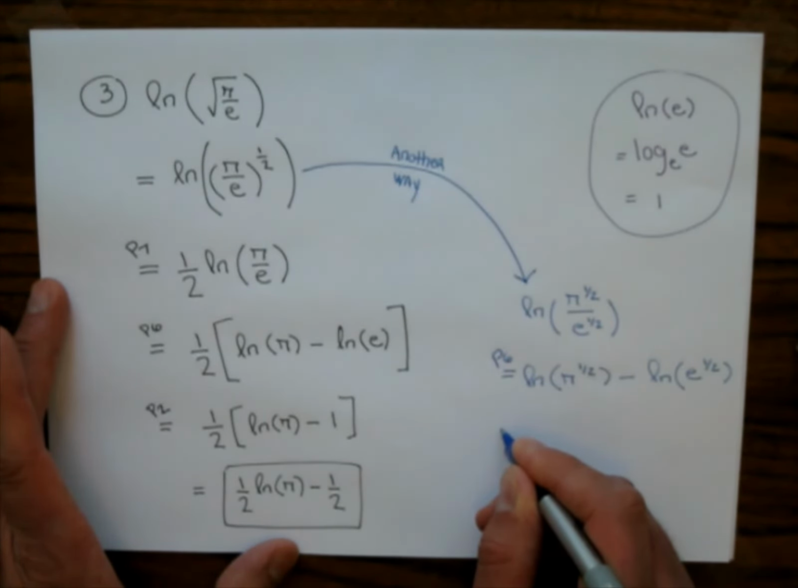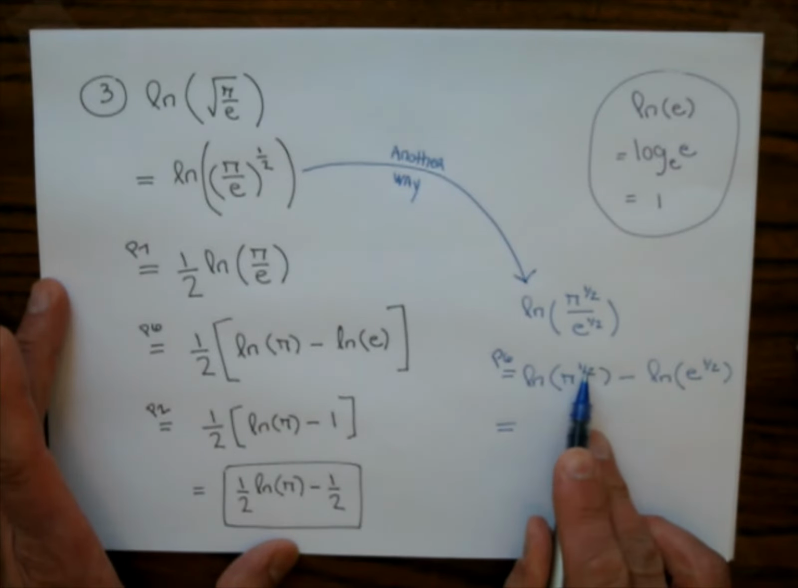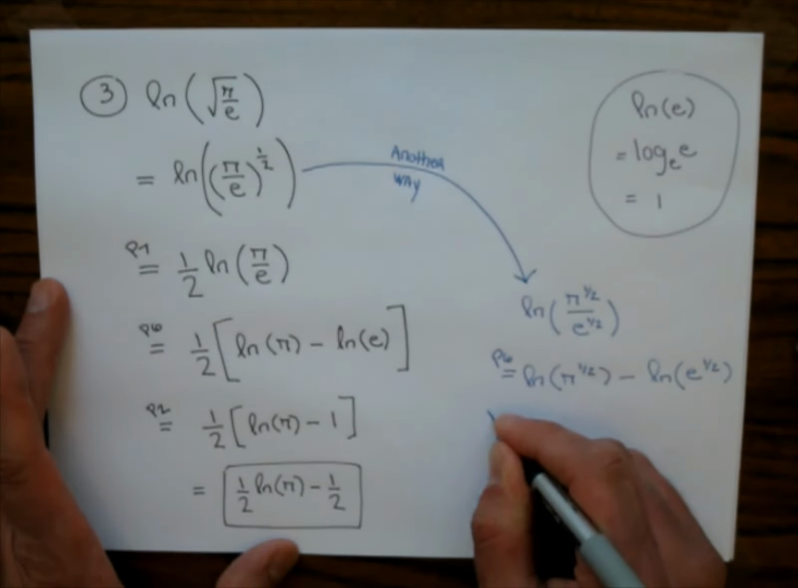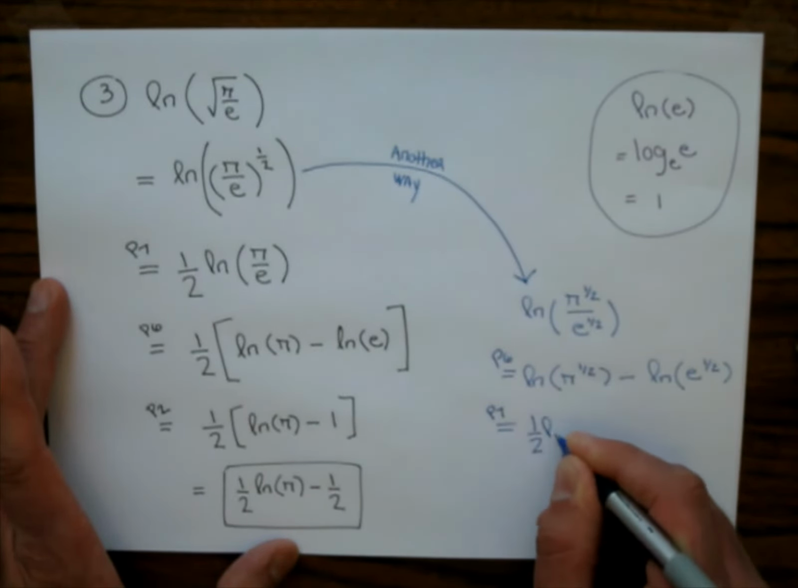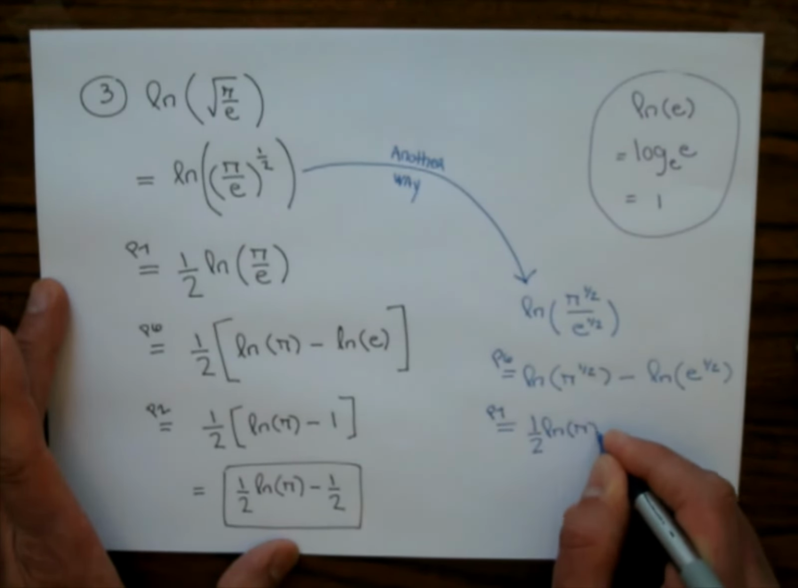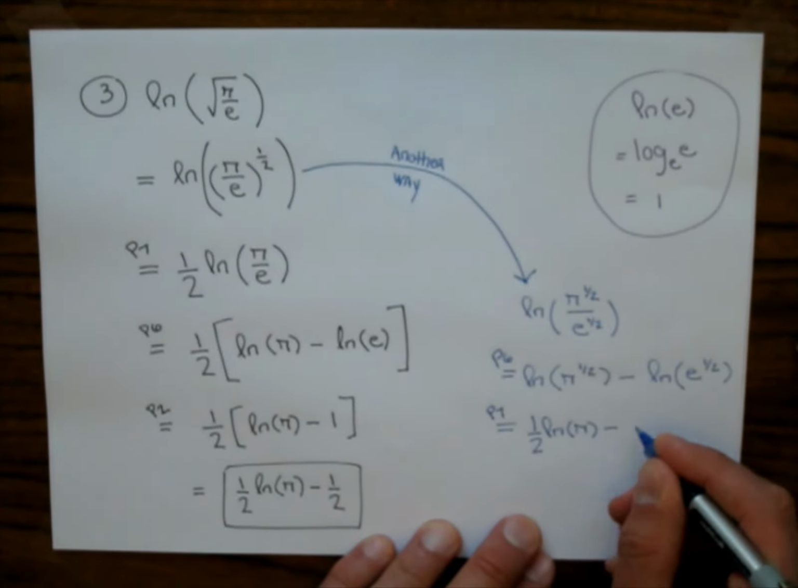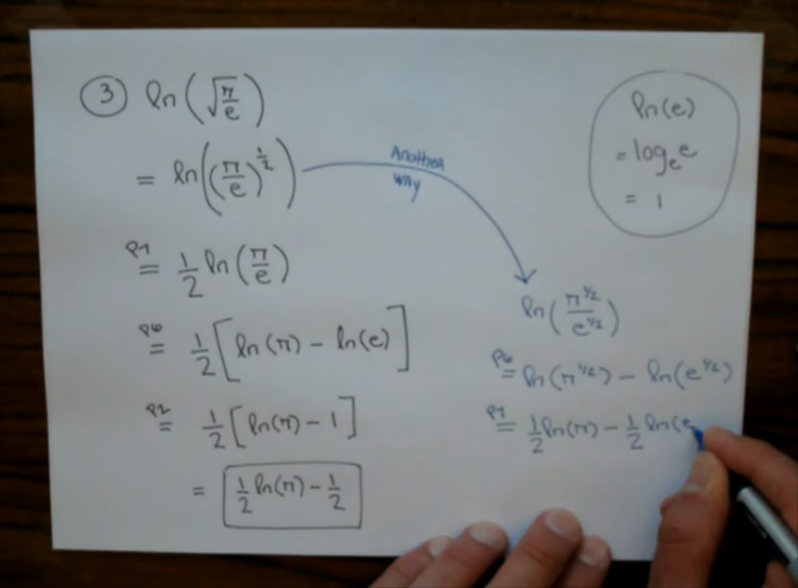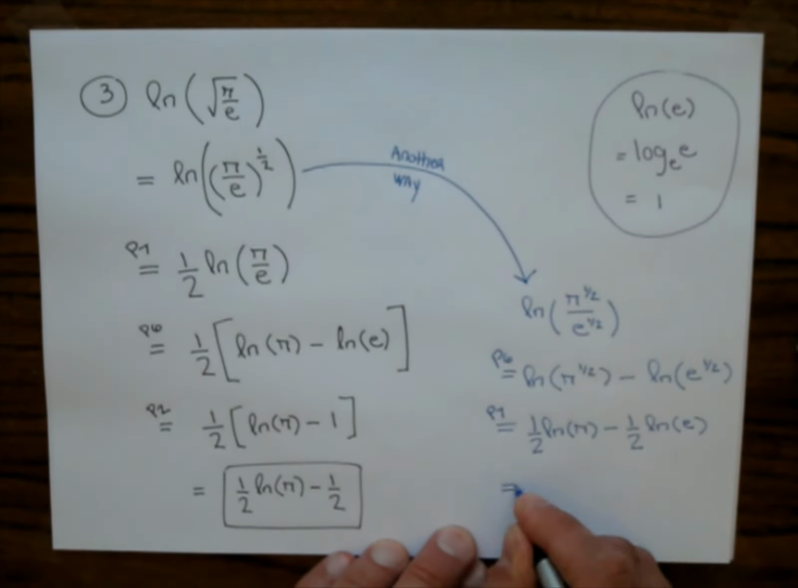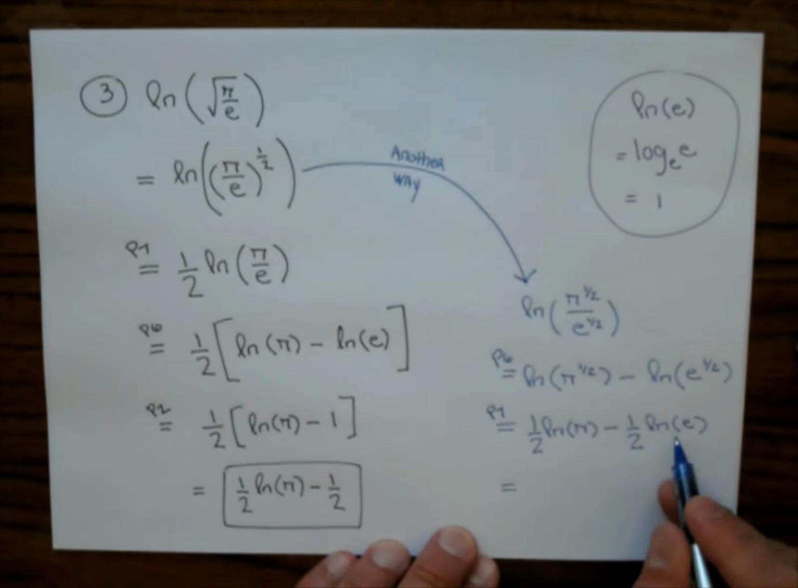Okay. So now I'm going to go ahead and take this power and jump it in front. This is property 7, the power rule, 1/2 ln pi. I can do the same thing there, minus 1/2 ln e. And then this is just ln e, which is log base e of e, which is property 2.